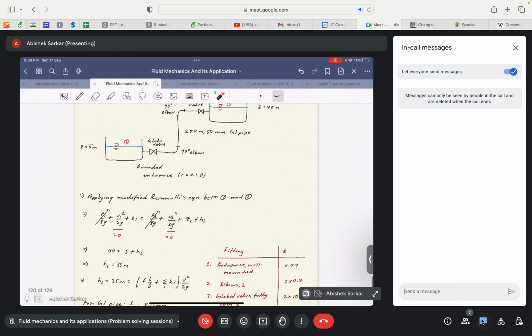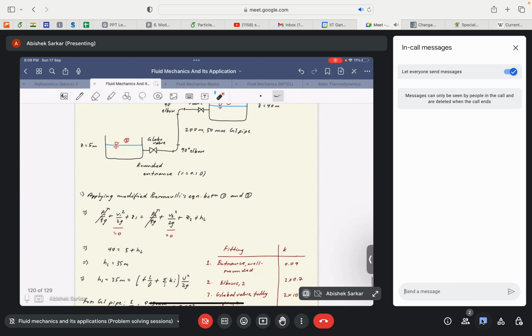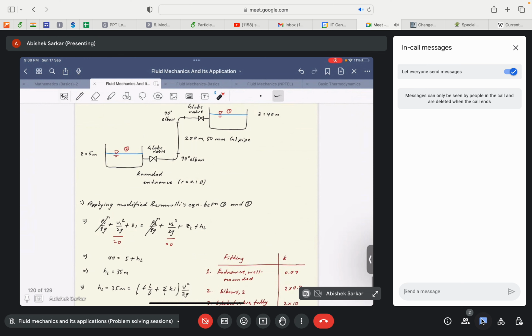So we apply Bernoulli's equation between points 1 and 2. Okay, the modified Bernoulli's equation, right? Since we know Bernoulli's equation is explicitly for inviscid flow, but in order to account for the head losses due to viscous effects, we take the help of the modified Bernoulli's equation. So from that, we apply it between point 1 and 2.